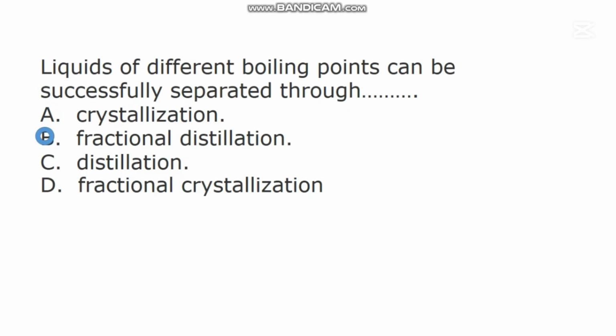In the industry, petroleum is an example of a mixture. Petroleum contains different substances. So the components of petroleum can be separated using this process known as fractional distillation. So liquids of different boiling points can be successfully separated through this technique known as fractional distillation.